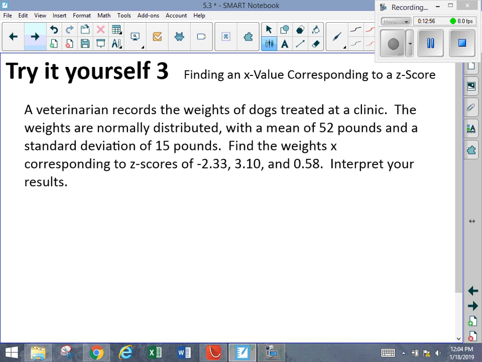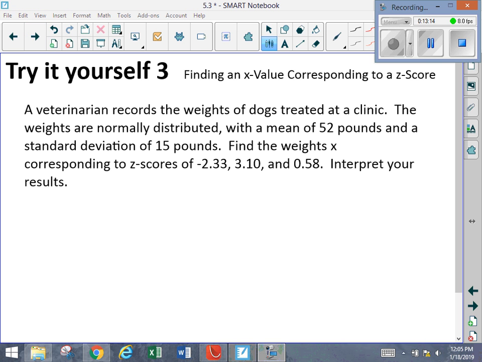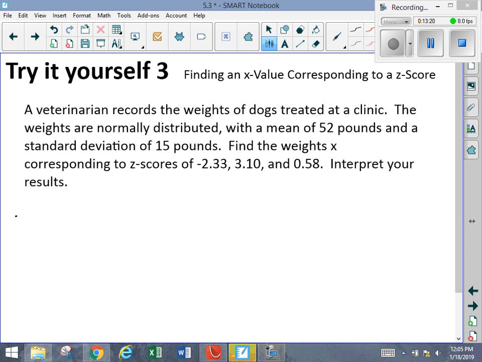Alright, so let's go ahead and use this thing, alright? So, the veterinarian records the weights of dogs. The weights are normally distributed with a mean of 52 pounds and a standard deviation of 15 pounds. We're going to find the weights that correspond to the z-scores. And then we're going to interpret our results in context, okay?